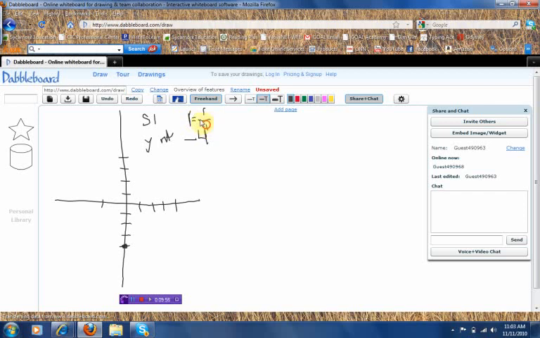Okay. So here's your slope. It's 1 over 1. So we start at the y-intercept, right? Yeah. Go up 1 and go over 1. Make another dot. Good. And do a few more.